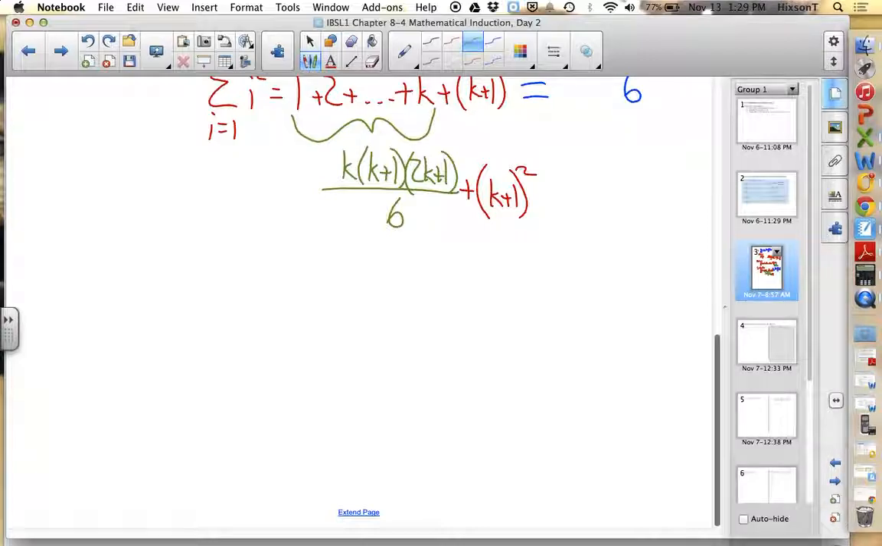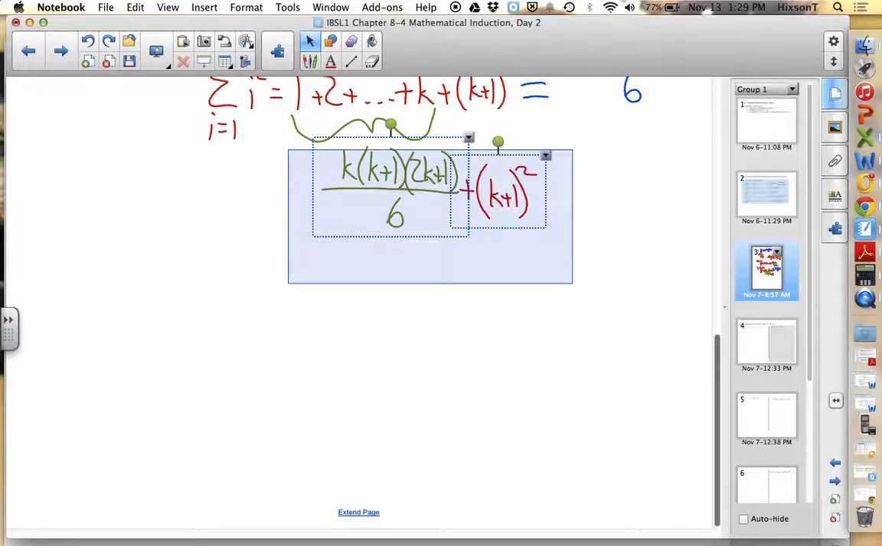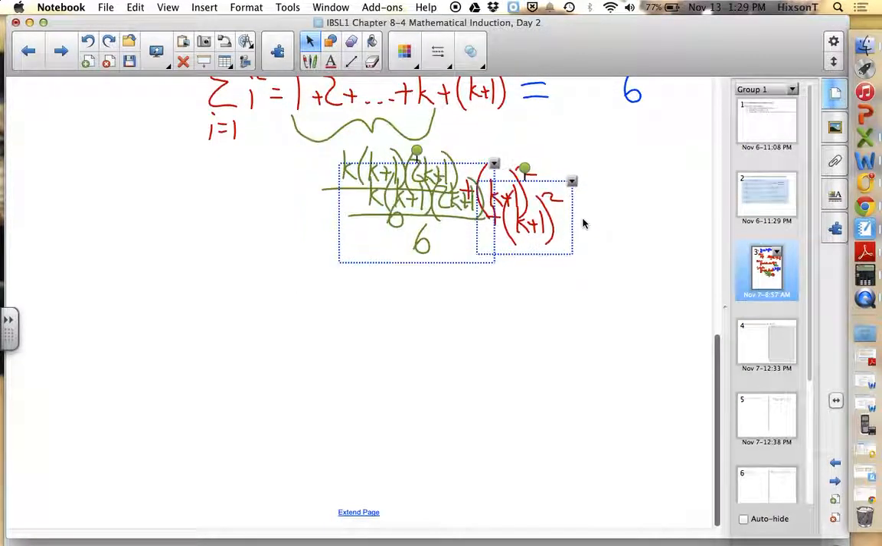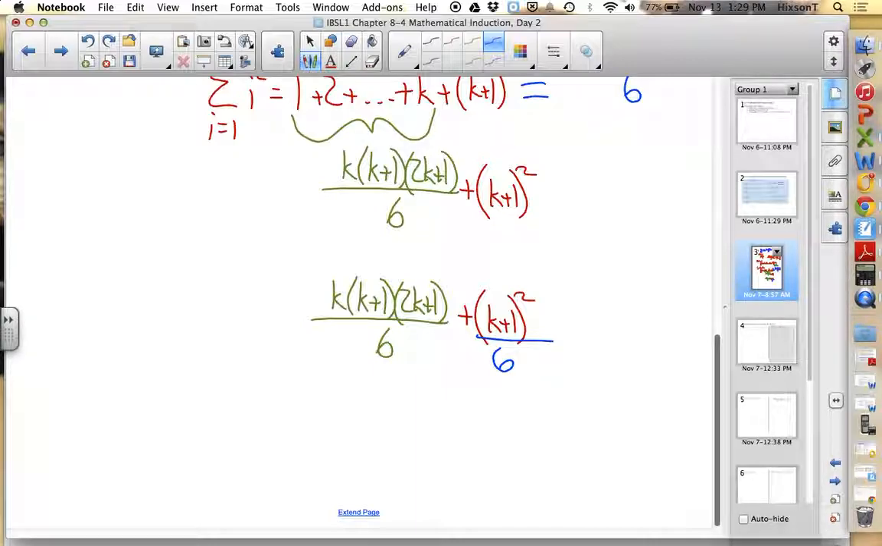Alright, so now how do we simplify this? This is where you just got to be careful with your algebra. Alright, I'm going to clone this. There we go. Now I'm going to multiply this one by 6 over 6 to get a common denominator, because our final answer we want to be one big fraction over 6. So I've got that part.